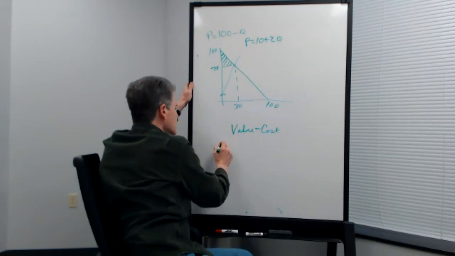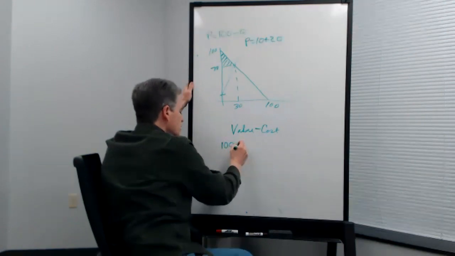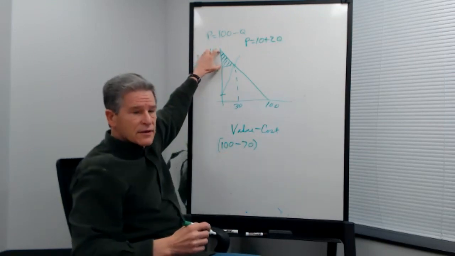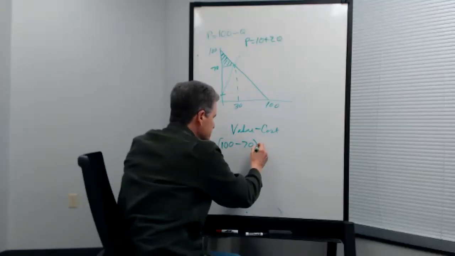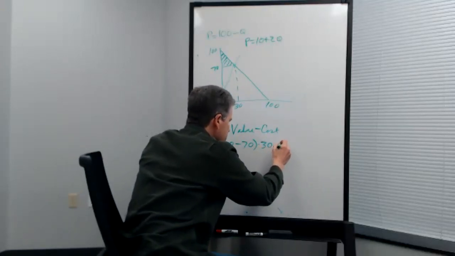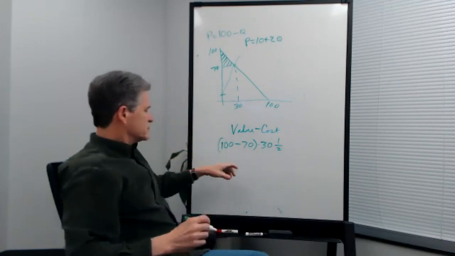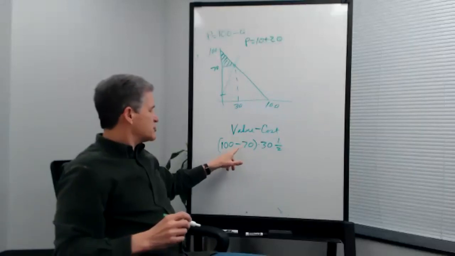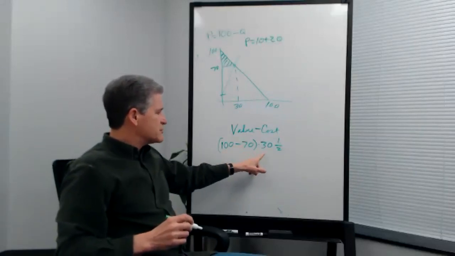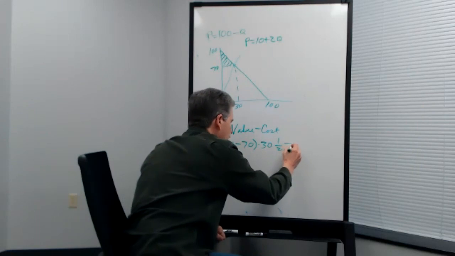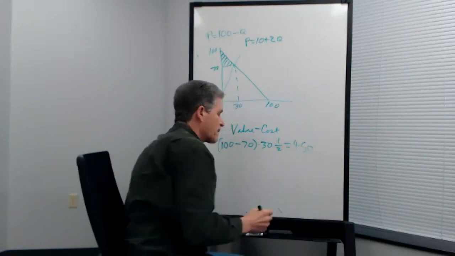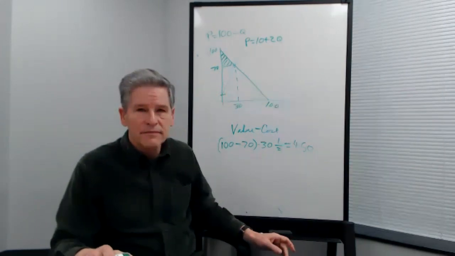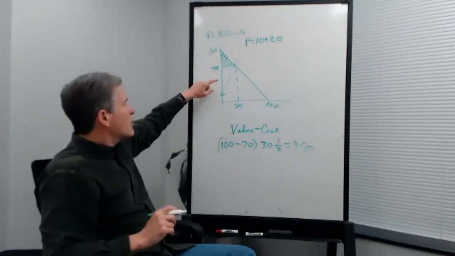And that triangle is 100 minus 70. That's the height. It's got a base of 30. And then since it's a triangle, I divide by 2. Well, 30 times 30 is 900. So if I just took this 100 minus 70 is 30, times 30 is 900, times a half, and that's equal to 450. Are you with me, Grace? Yes, I'm following.